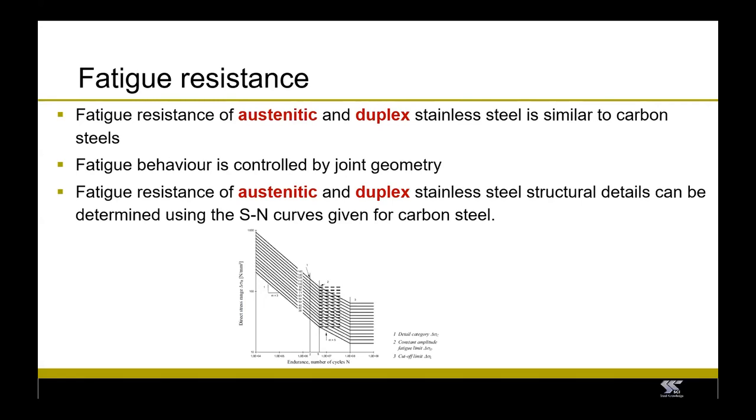So there is a very large amount of tests on austenitic and duplex stainless steel welded joints that show that the fatigue resistance of these alloy families is similar, if not slightly better than the one for carbon steel welded joints. So if you look at the stainless steel design codes that deal with fatigue, you will see that the fatigue resistance of austenitic and duplex stainless steel is calculated using exactly the same fatigue curves that are used for carbon steel.